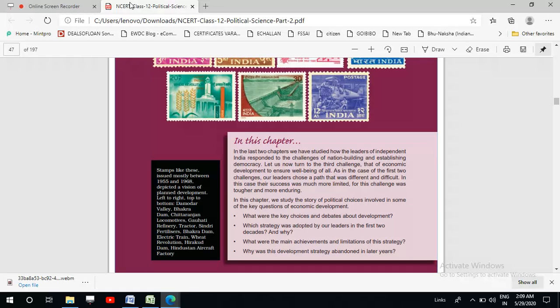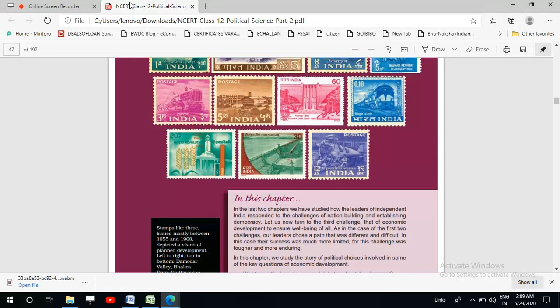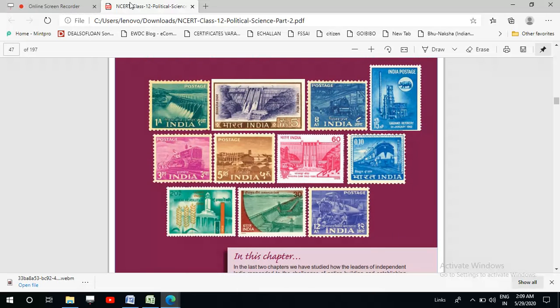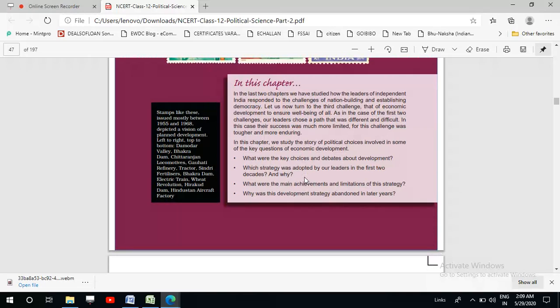And on this page, you can see there are pictures of various stamps, and these stamps are depicting the process of economic development, which was started in India through the Planning Commission. You can see the pictures of various dams, then Indian Railways, then factory units of different factories. So all these are indicating that India is moving on the path of economic development.